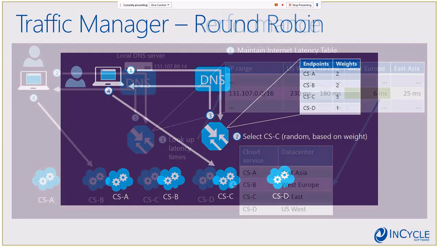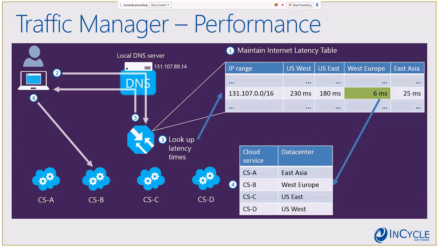The big one is around performance, especially if I'm working with a distributed global reach for my services and applications. In this scenario, we have our cloud services distributed in East Asia, Europe, US East and US West Azure data centers. And I have customers all over the world coming in to reach those services.